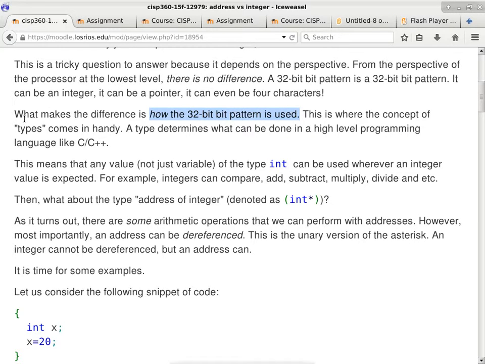And that's why we learn about types. Do you still remember what a type is? Even though up to this point we have only been using integer types, what exactly is a type? What is the purpose of a type in a programming language?